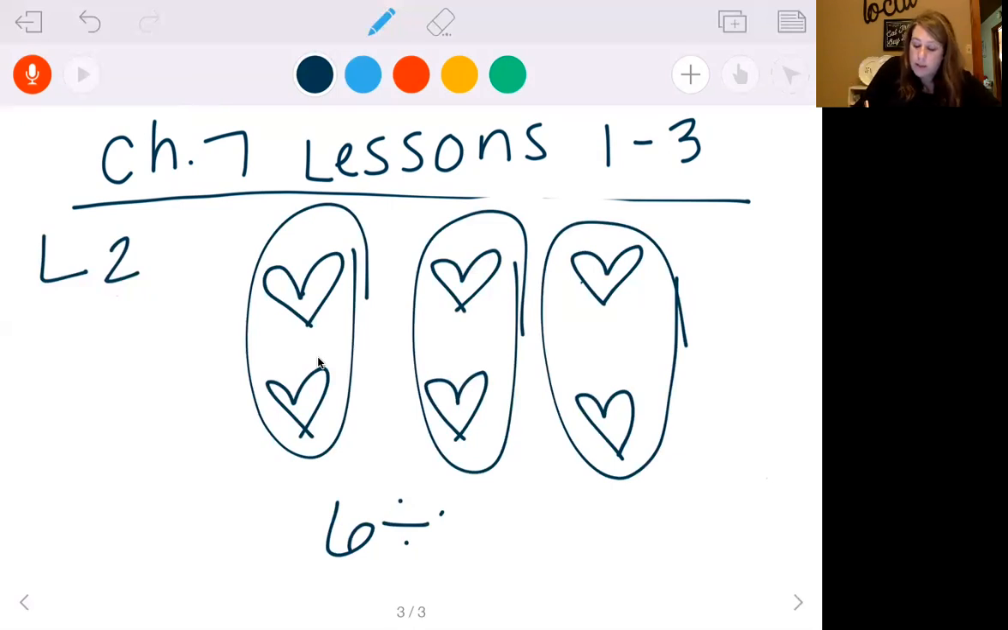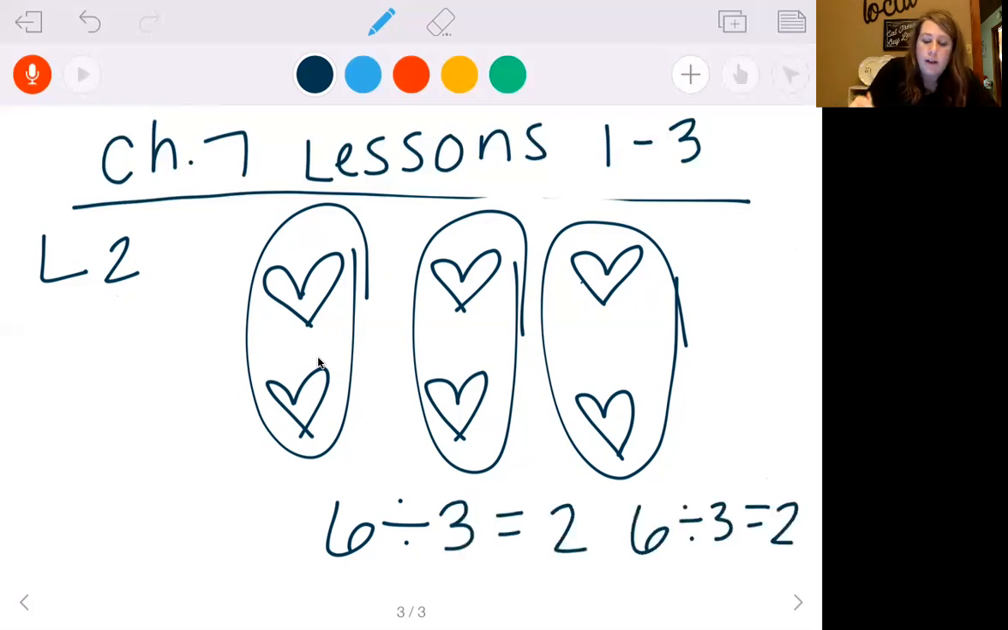We could also say that we have 6 hearts divided by 3 groups, and we have 2 hearts in each group. Both of those are correct division equations. You can have 2 different equations for any of these. It's up to you which one to use. They're both correct. Okay, so let's go down to the next page on 145. I think you guys probably understand the arrays. Just begin by counting how many total you have and then the groups. So let's look at what they give us below.